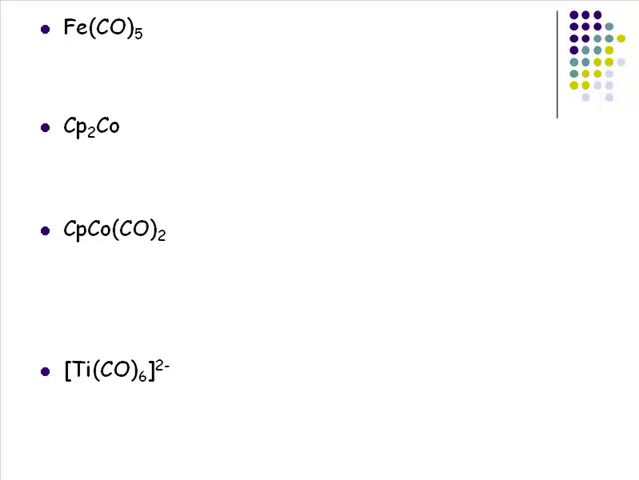Why is it an 18 electron complex? Well, iron is still in group 8, bringing 8 to our count. 5 CO ligands at 2 each is 10. 10 plus 8 is 18. So this is an 18 electron complex. Right, what about the next one? Bis cyclopentadienyl cobalt.